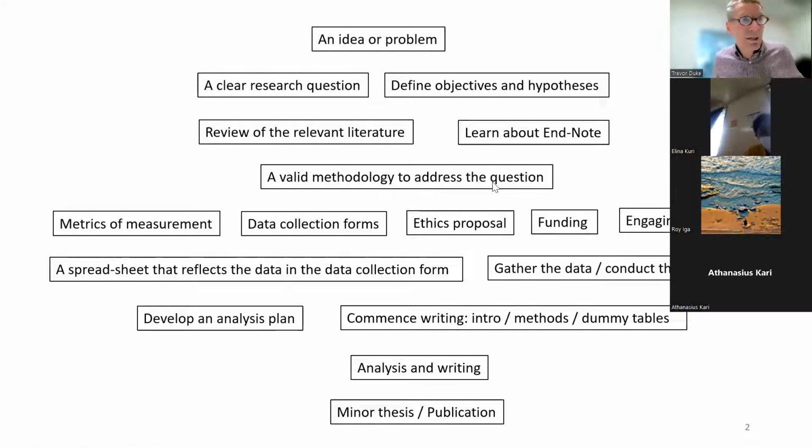And I would say that most of the analyses of postgraduate research projects are descriptive epidemiological. It's just simple descriptive epidemiology.